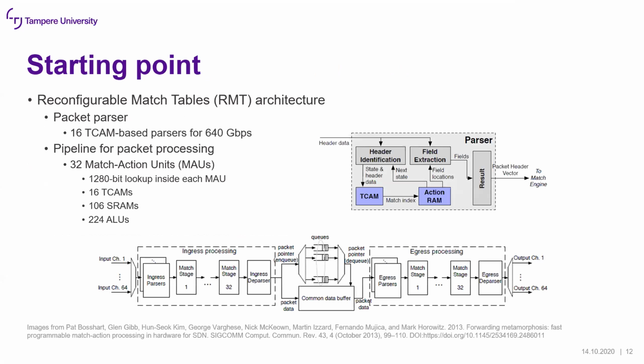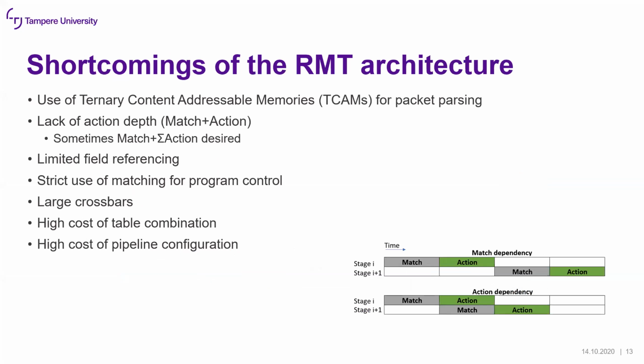So as the starting point for this research, we took the reconfigurable match tables architecture, the RMT architecture, that was designed originally by people at Stanford. It contains packet parsing and packet processing subsystems. It's a quite complex architecture, and today it can be found in commercially available switches. So it has been successful, but we identified a number of shortcomings with this architecture that limit its scalability.